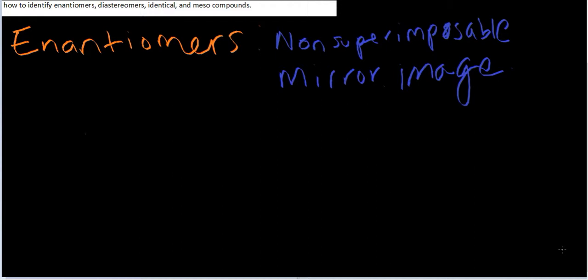Want to know how to identify enantiomers, diastereomers, identical and meso compounds? So we'll take those in order. I'll do the RS nomenclature in another video because this video would be very long if I consider all of that. So an enantiomer is a non-superimposable mirror image.